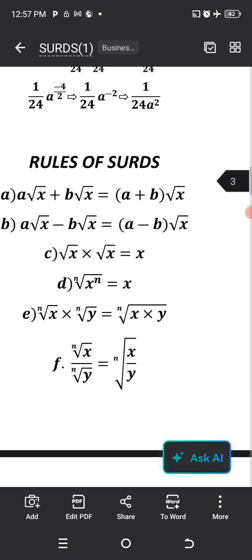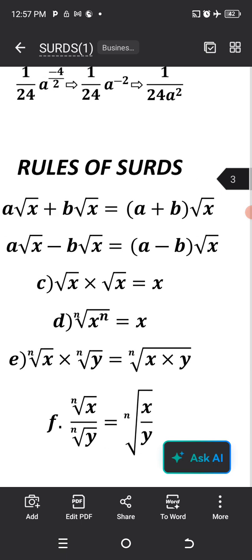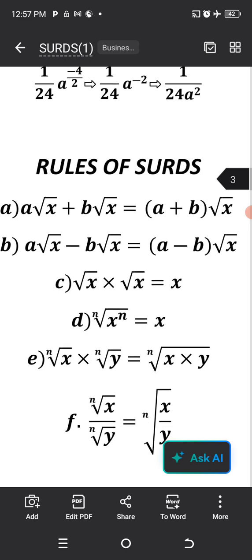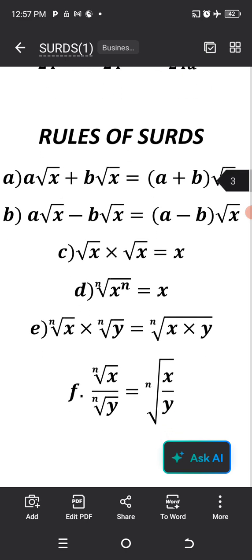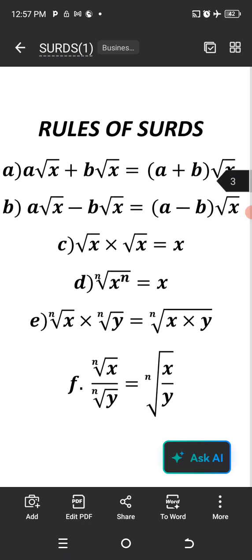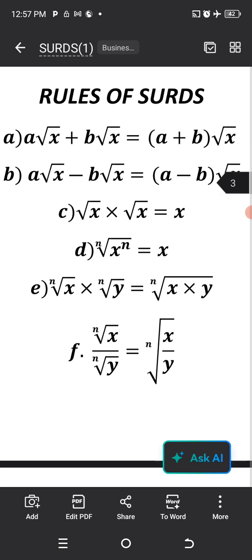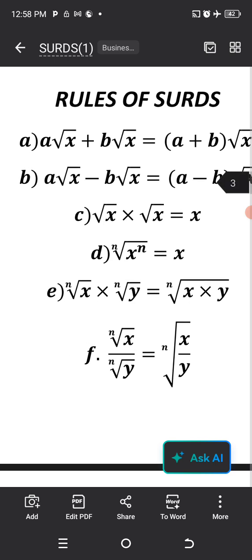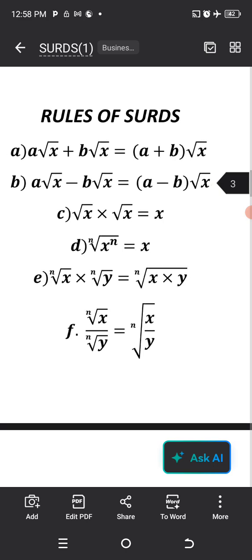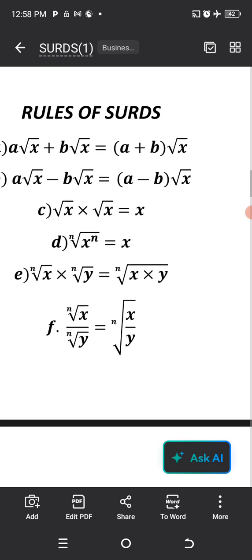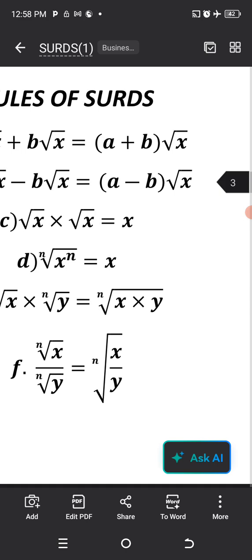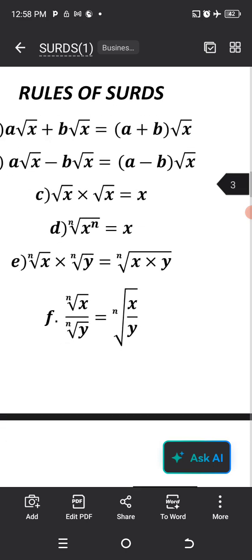That is rule a. Inside parentheses, a plus b will be multiplied by what? Square root of x. x can be anything. Just have it at the back of your mind that x is actually a positive number. And for b, a square root of x minus b square root of x, the same thing. You factorize out the common surd there, which we now have as a minus b inside parentheses, multiplied by square root of x. So those are the things.